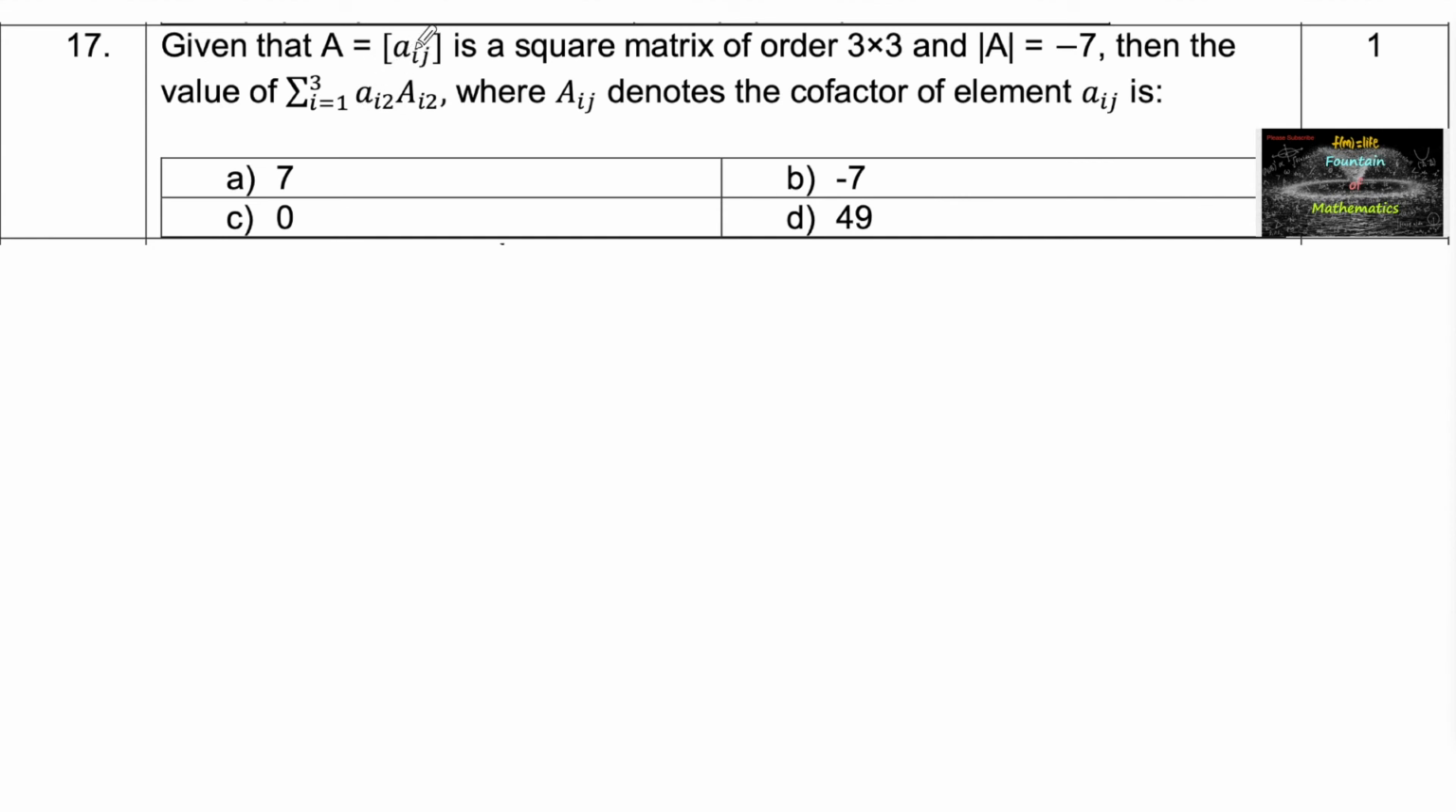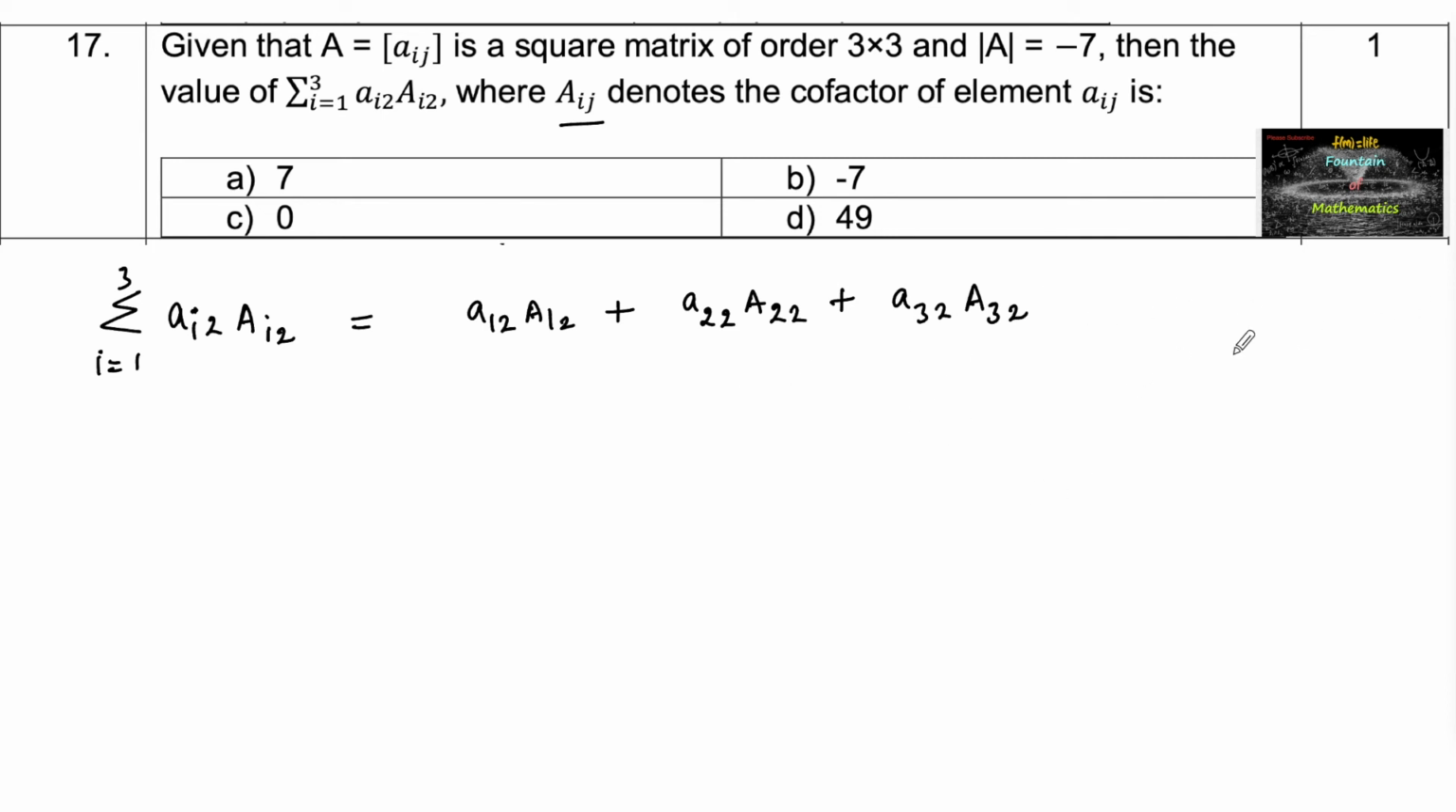Given that A is equal to matrix Aij is a square matrix of order 3 by 3 and that determinant of A is equal to minus 7, then the value of summation i is equal to 1 to 3 of ai2 into capital Ai2, where capital Aij denotes the cofactor of the element aij. So expanding the summation, for i is equal to 1 we can write a12 capital A12, plus for i is equal to 2, a22 capital A22, plus for i is equal to 3, a32 capital A32.